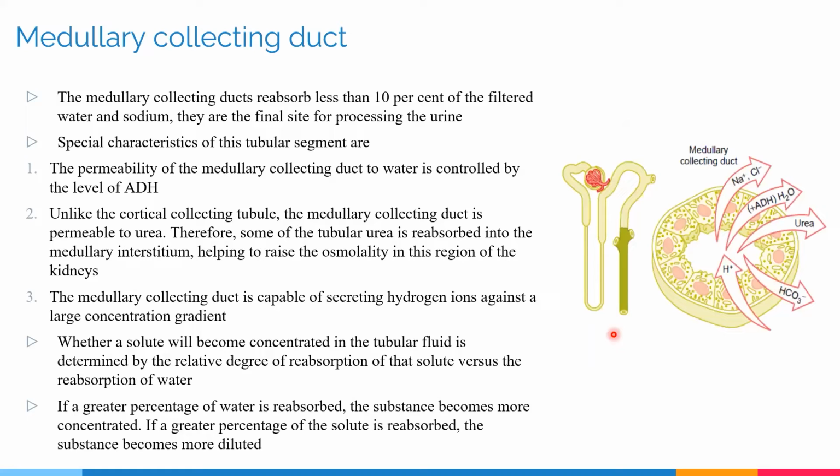Next, we move on to the final part of the nephron, which is the medullary collecting duct. The medullary collecting duct reabsorbs less than 10% of the filtered water and sodium, and thus it is the final site of processing of urine. A special characteristic of this segment is that the permeability of the medullary collecting duct to water is controlled by the level of ADH, or antidiuretic hormone. It is not that this portion can reabsorb water on its own, but it can be regulated with the help of the antidiuretic hormone such as vasopressin.